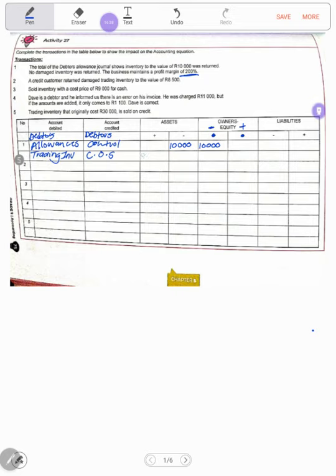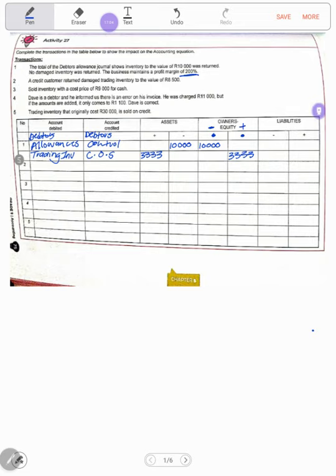Alright, so trading inventory is going to be coming back into the business. Please round off to the nearest rand. And then there's going to be a reversal of cost of sales. Instead of it being debited now, it will be credited, because we never made that sale. It came back.